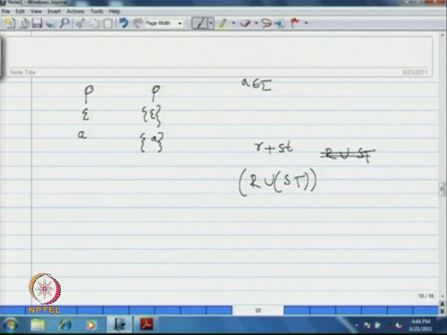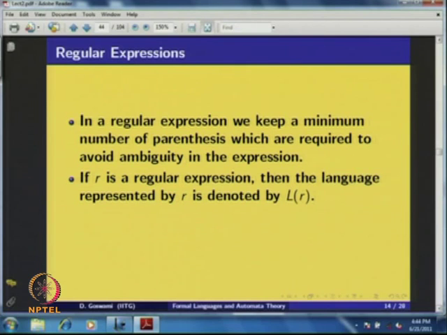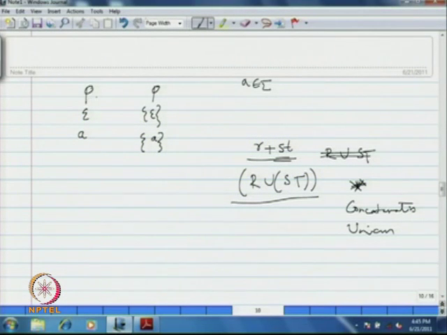So, in this case we have some precedence rule. Normally Kleene closure has the highest precedence, then we have the precedence for concatenation and then for union. Therefore, in this case, this language can be written by the regular expression R plus ST, because the concatenation has higher precedence and then we have the precedence for union. And if R is a regular expression, then the language represented by R is denoted by L(R). So, if phi is a regular expression, then we write that L(phi), the language represented by phi, is phi. Similarly, epsilon is a regular expression, L of epsilon is the singleton epsilon. Similarly, L of a is a itself. Similarly, if R is a regular expression, the corresponding language L(R) may be some set capital R and so on.